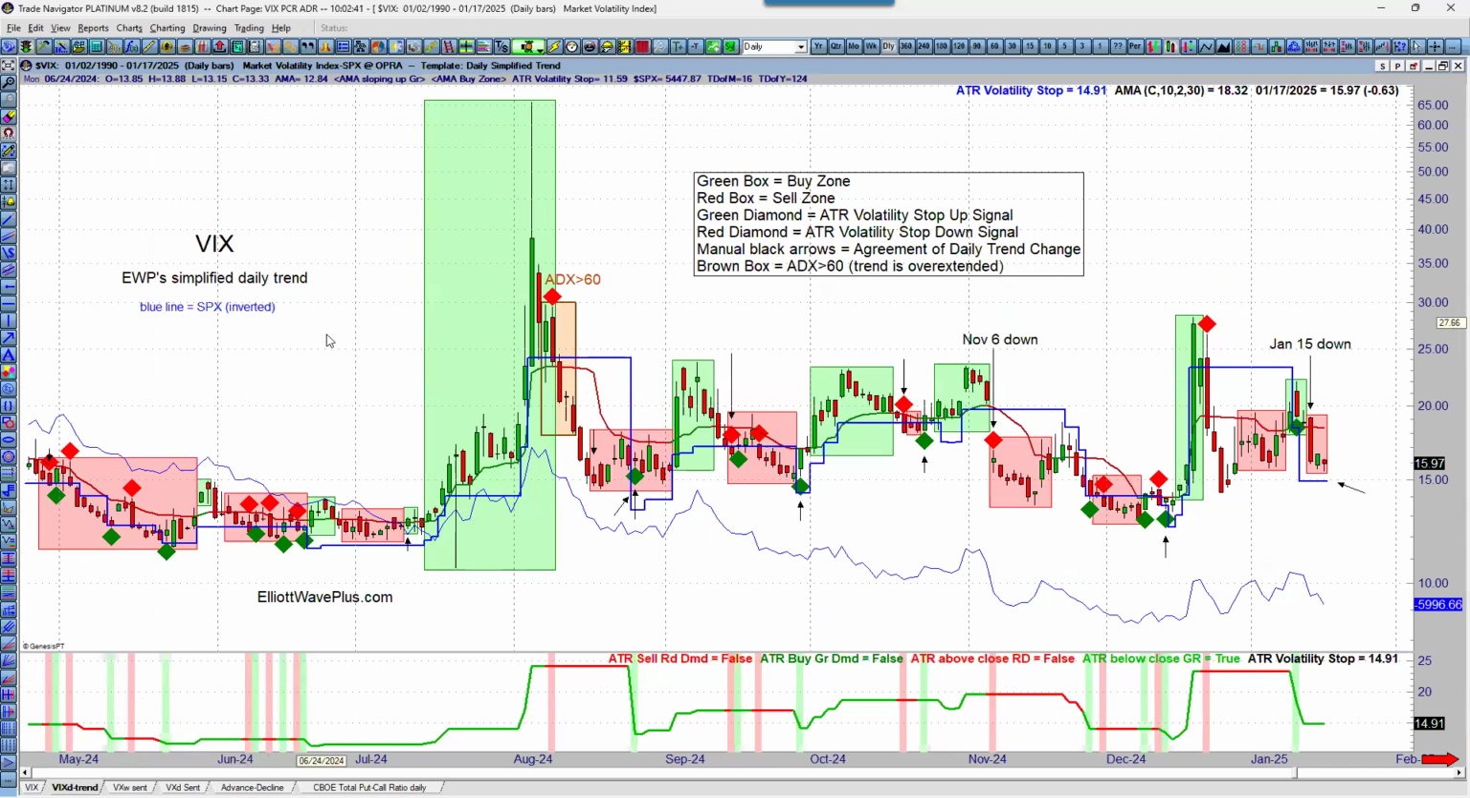Very interestingly, on the daily trend chart on the VIX, notice that the ATR volatility stop indicator has jumped down below price. That means that the ATR volatility stop indicator is suggesting that the VIX is unlikely to move lower and will start trending to the upside. We'll see.